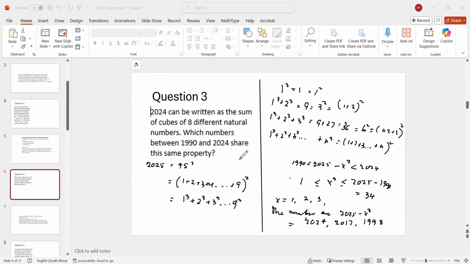So they say between, so maybe you're not allowed to include 2024, because between means strictly. So there are 2 numbers. These numbers can be written as a sum of 8 different natural numbers having the same property.